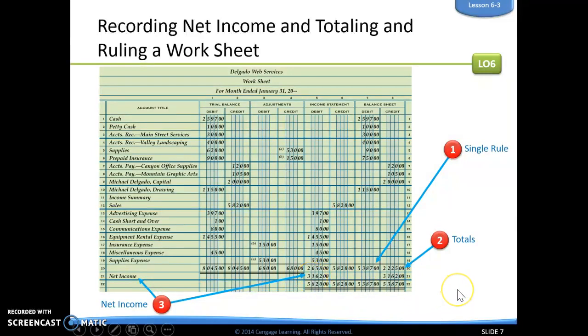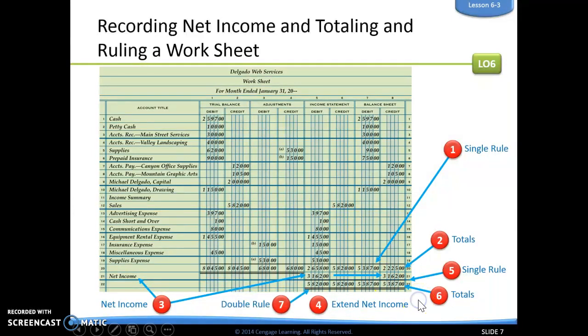The other way that I can look at it is the visual. When I'm looking at a worksheet, if I have a number here and a number here, that tells me that is a net income. We'll look at a net loss in a little bit. Again, they show that single line rule before adding up all of these totals, making sure that our income statement debit and credit equal and our balance sheet debit and credit equal. After we do that, then we double line rule.